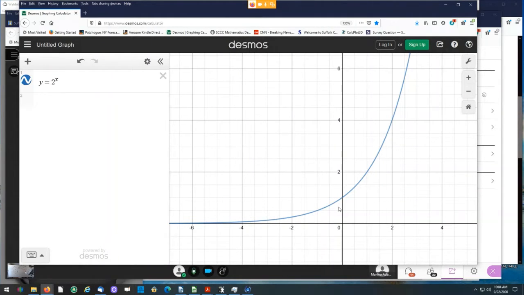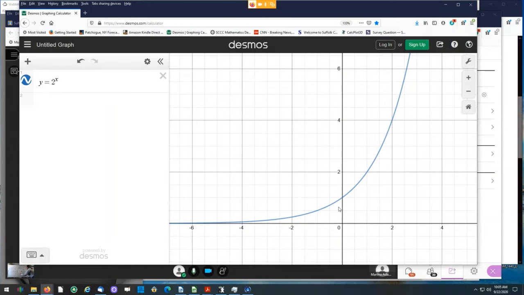Let's take a look at a few values, x and y. Well, first off, we can put in 0. 2 to the 0, that's one of my rules of exponents, that's 1. So its y-intercept is at 1. I can put 1 in, I get 2. I can put 2 in, I get 4. 2 squared is 4. I can put -1 in, and I get, not negative, 1/2, excuse me. I can put in -2, and I get 1/4. So 2 to the -1 is 1/2.